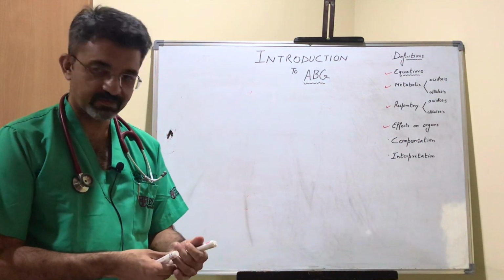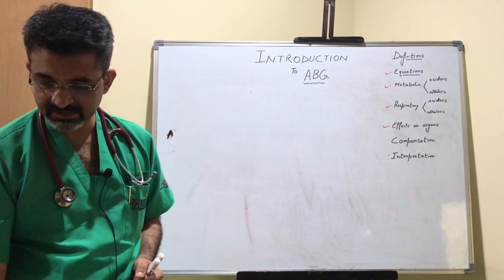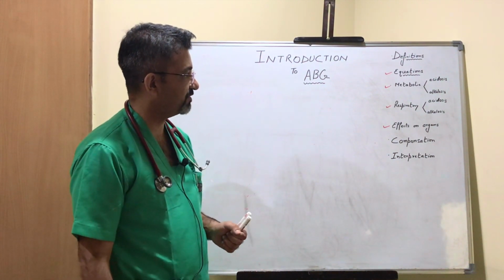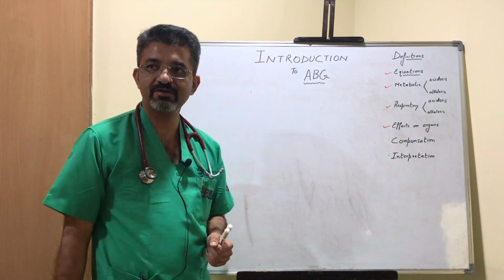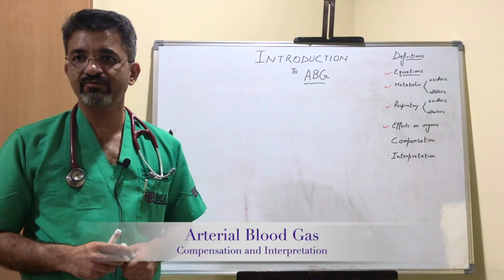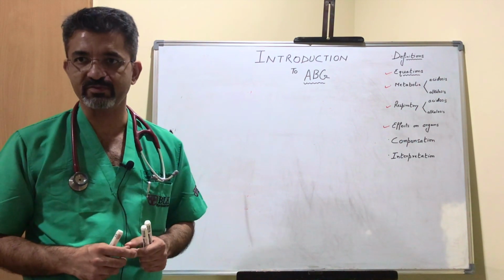Okay friends, welcome to the next lecture in the ABG series. Now we'll take from the last lecture where we left off at metabolic and respiratory alkalosis. In this lecture we'll be completing the compensatory mechanisms, followed by a few examples of interpretation of ABGs.